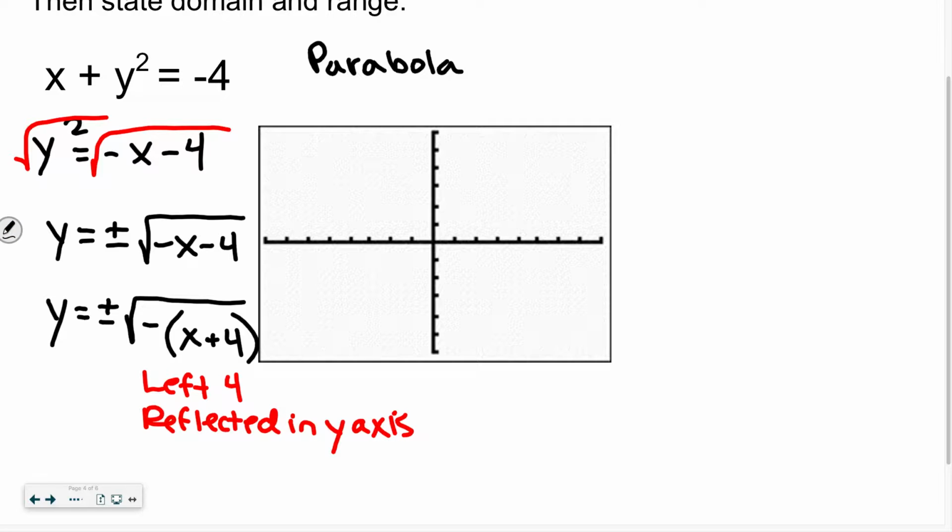So this is a great time for us to introduce this idea. This is why I generally try to avoid horizontal stretches and shrinks, because in order to see them, you actually have to factor them out. So let's graph those square root graphs. We're going to go left 4.